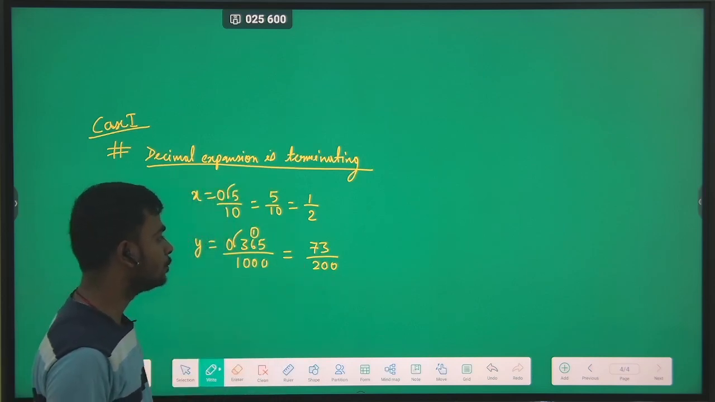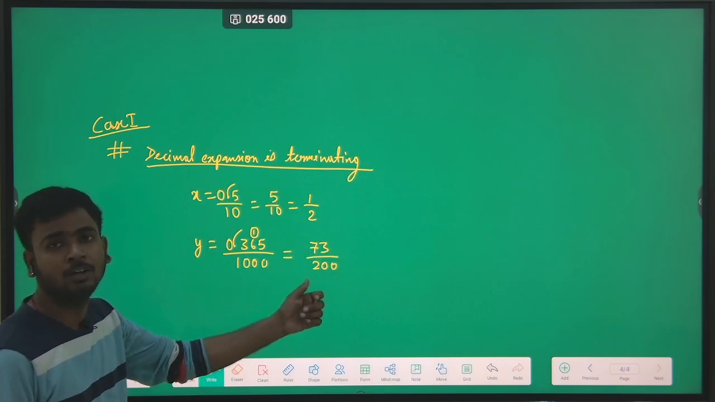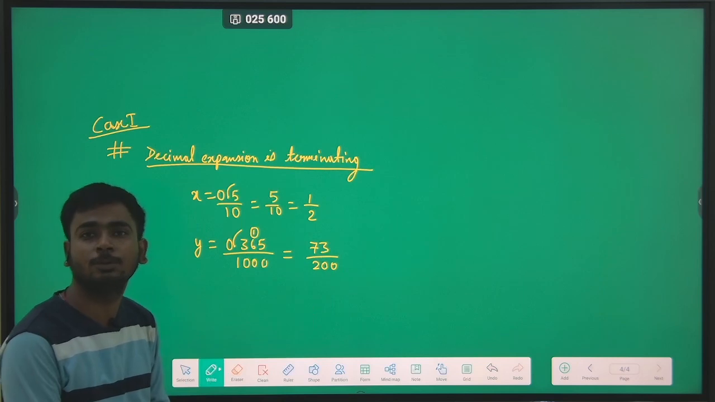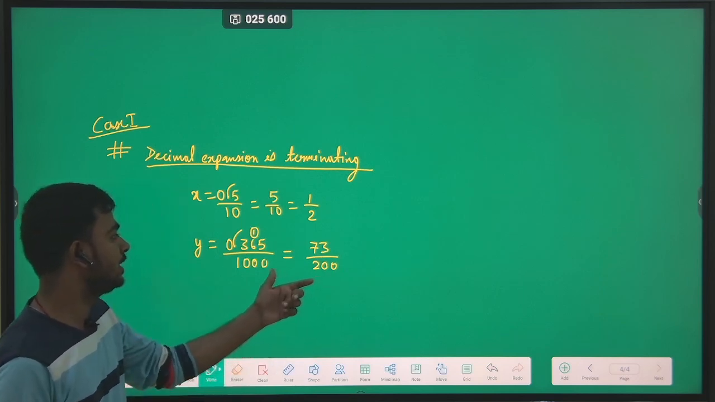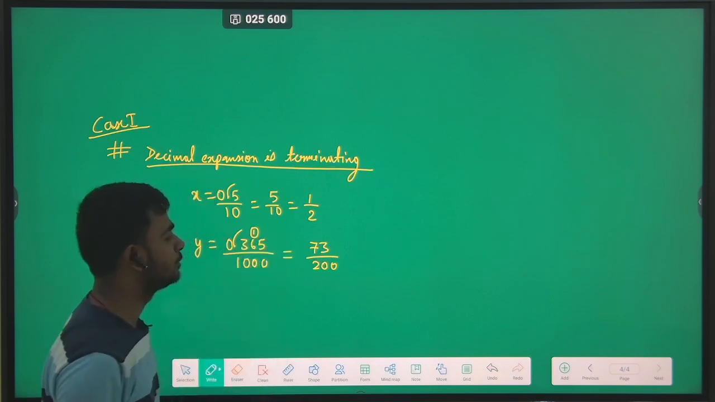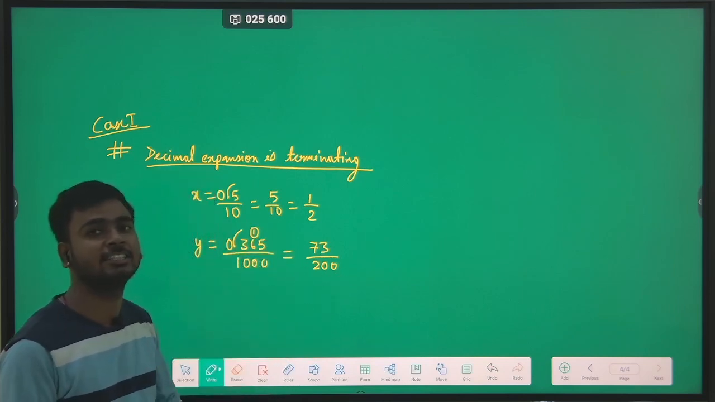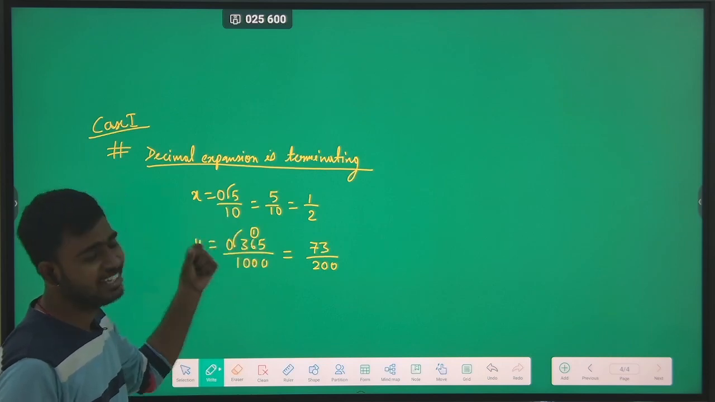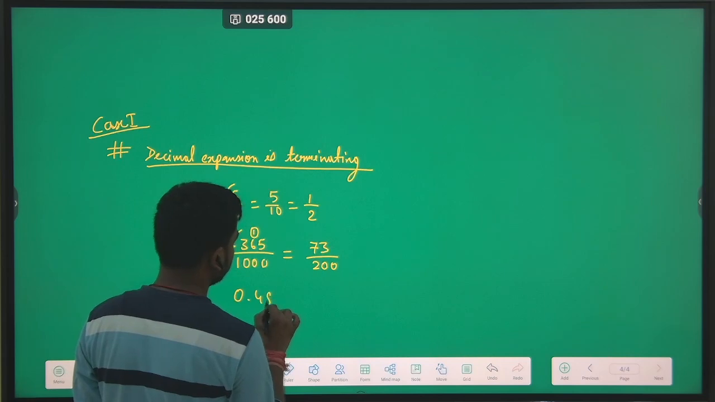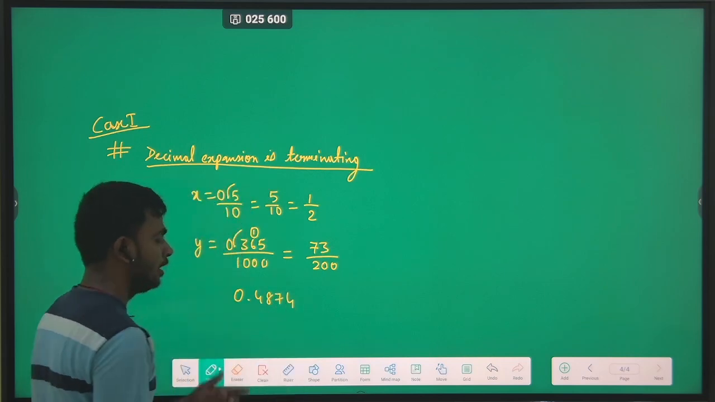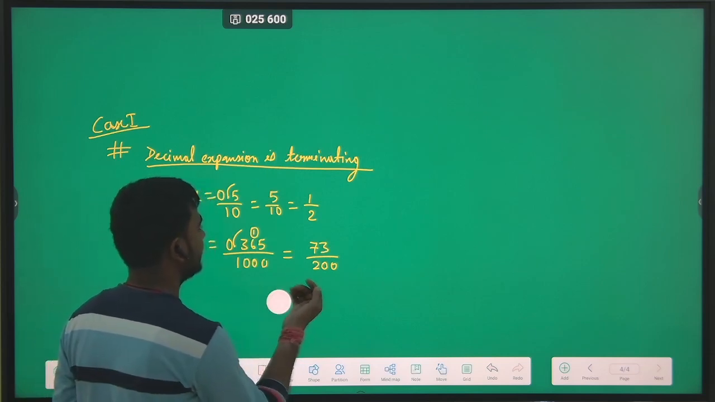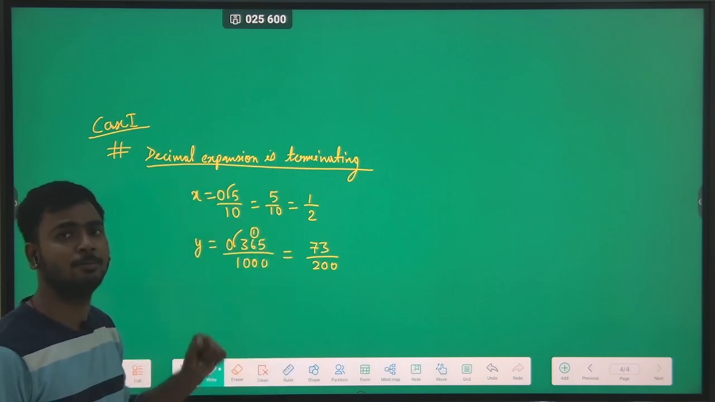Okay. So now this is the number which cannot be subdivided into a simpler fraction. So we can say that this terminating decimal expansion is again a rational number. So through this, if we take any terminating decimal expansion, whether it is like 0.4874, it will again be a rational number. So any terminating decimal expansion will be a rational number.